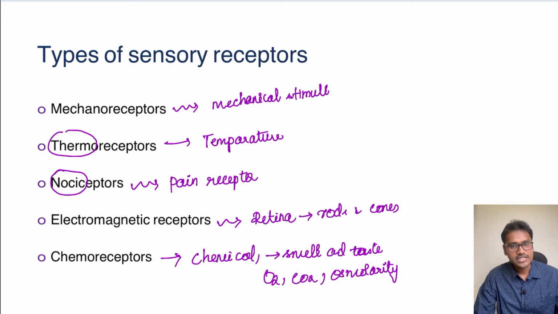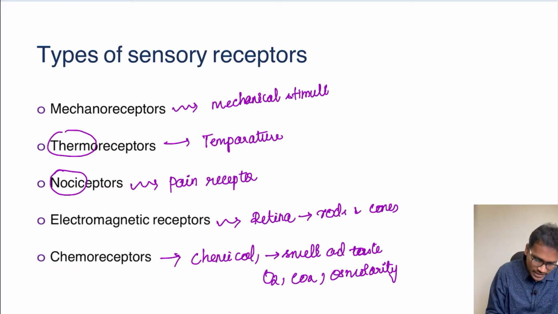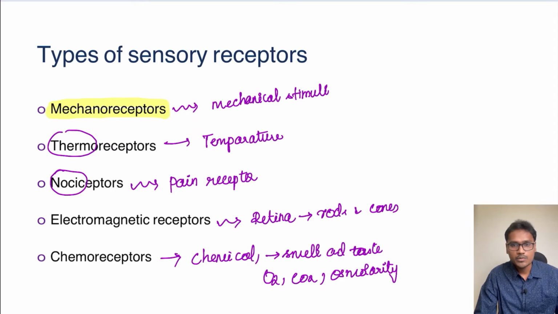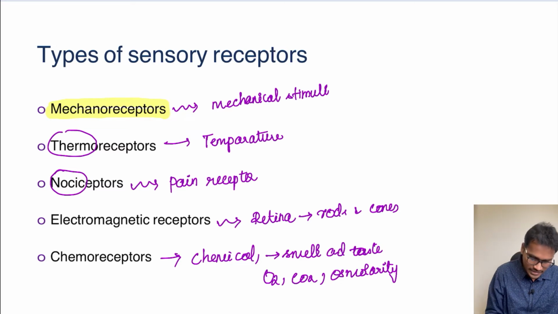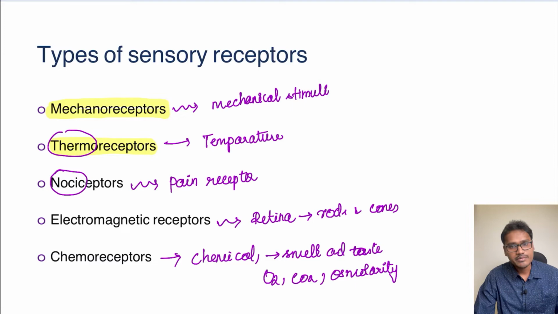In today's discussion, we will primarily deal with the mechanoreceptors, and out of the mechanoreceptors, there is one group called tactile receptors, which we will discuss in detail. Then we will discuss the thermoreceptors. The rest of the receptors will be discussed in their respective chapters. So, let us get into the sensory receptor mechanism.